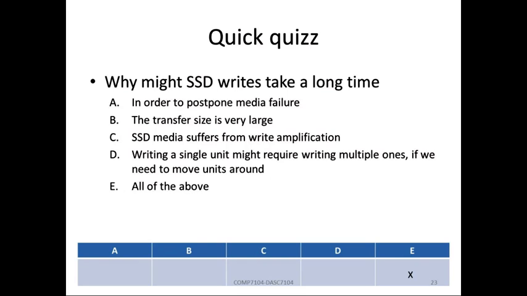The transfer size is larger than for reading, so we saw that there is this difference in terms of granularity for read and write. Obviously, we suffer from write amplification because we need to move things around. And obviously, writing a single unit might require multiple ones because we need to move units around.